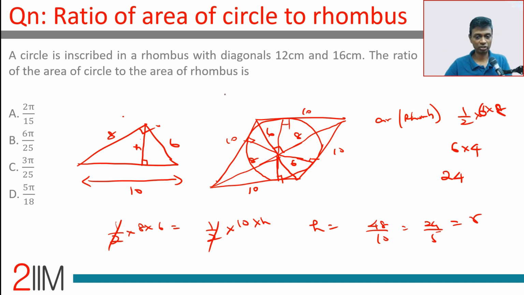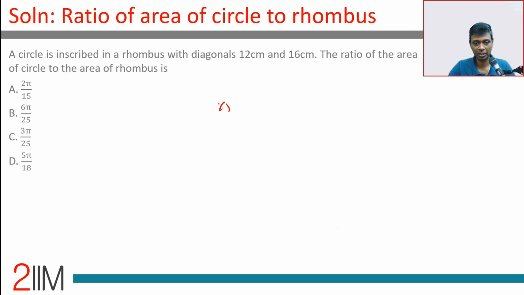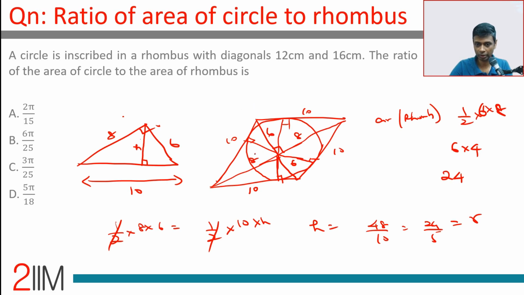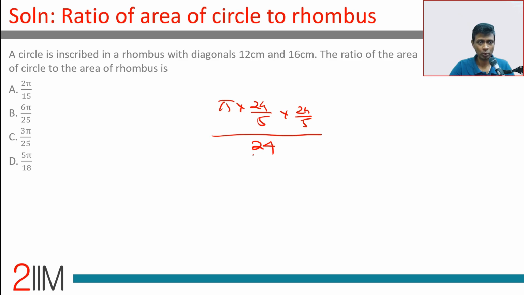Area of this circle is pi r square. So it is pi 24 by 5 into 24 by 5. That is the area divided by area of the rhombus. Half into 6 into 8. Area of circle to area of the rhombus. Area of the rhombus. Okay. Area of the rhombus is not half into 6 into 8. It is half into 12 into 16.